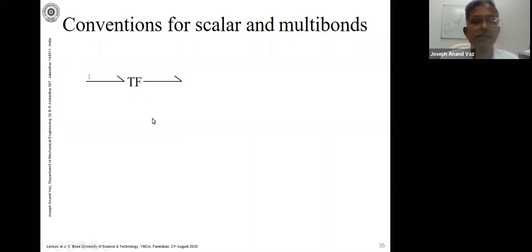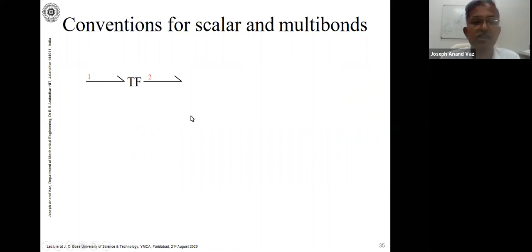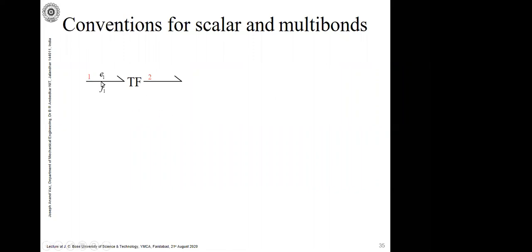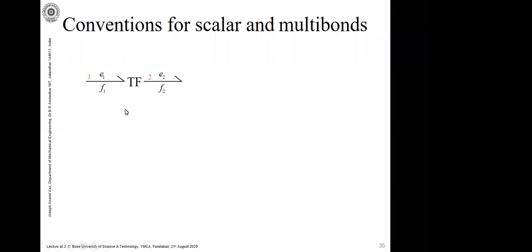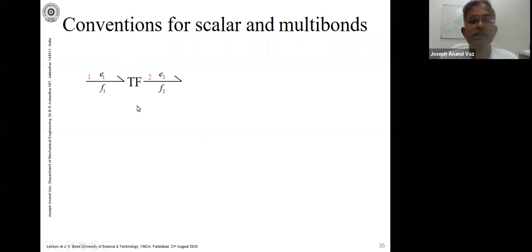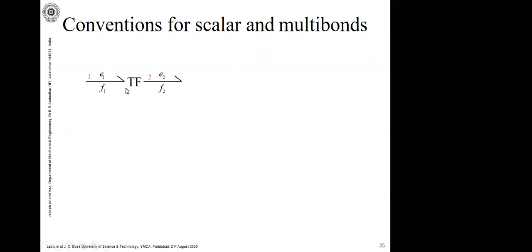So coming to the convention for scalar and multi-bonds, suppose you have a transformer element connected like this. You have two bonds. Here the power is coming into this transformer element and it is leaving this transformer element. Power is a product of effort 1 and flow 1, and effort 2 and flow 2 it's leaving. Now a transformer is a device which is not going to keep power with itself. Whatever comes in will leave.